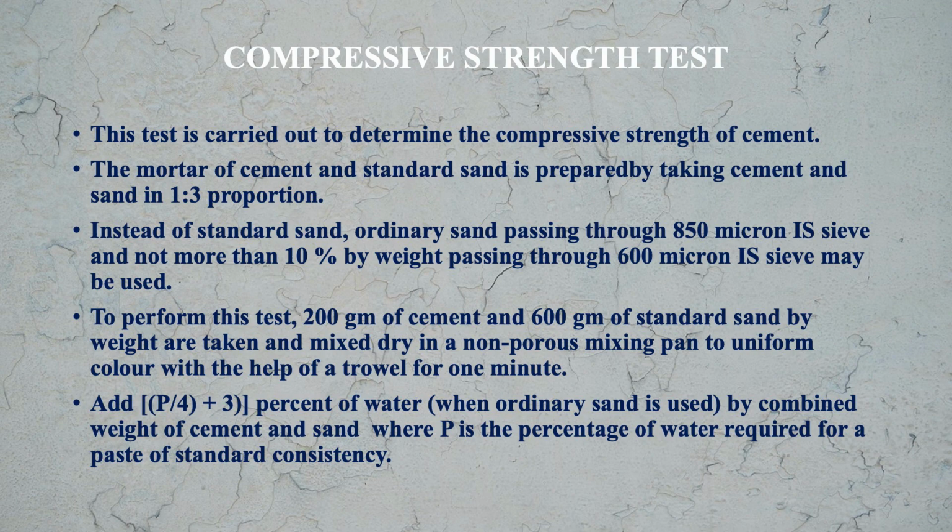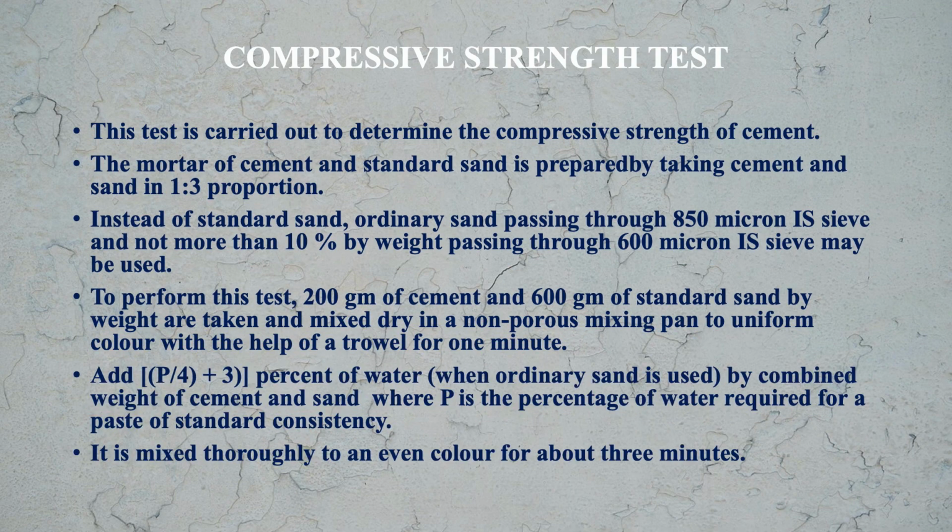Now this much of water will be the percentage of the combined weight of cement and sand. P by 4 plus 3% of the combined weight of cement and sand will be taken, where P is the percentage of water required for the paste of standard consistency. Now it is mixed thoroughly to an even color for about 3 minutes.